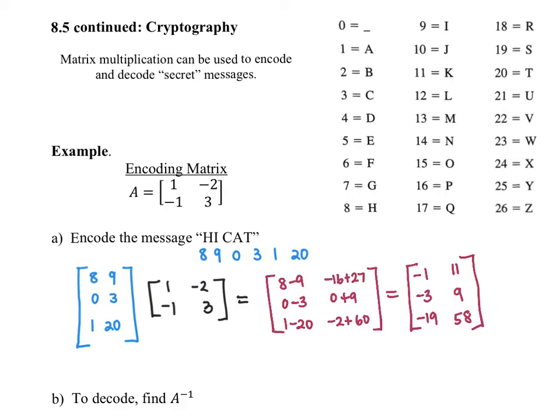Now I'm not going to send the message as a matrix because it kind of gives a hint to how it was encoded. So I'm going to relist the numbers in a row before I send my message. So -1, 11, -3, 9, -19, and 58. This here is my encoded message. I'm going to send it to my friend. Apparently my friend is Cat. And then my friend is going to somehow decode it.